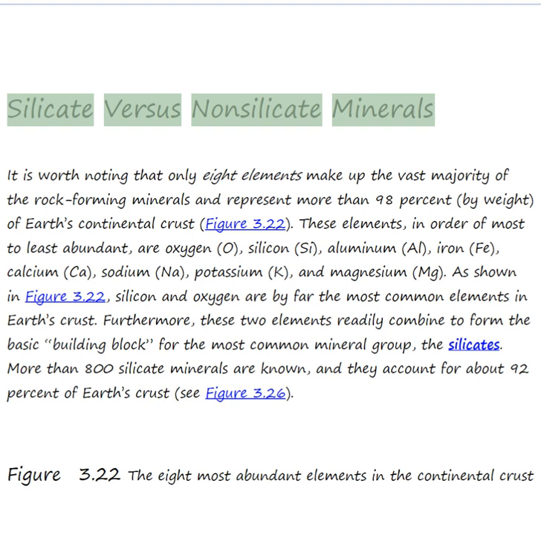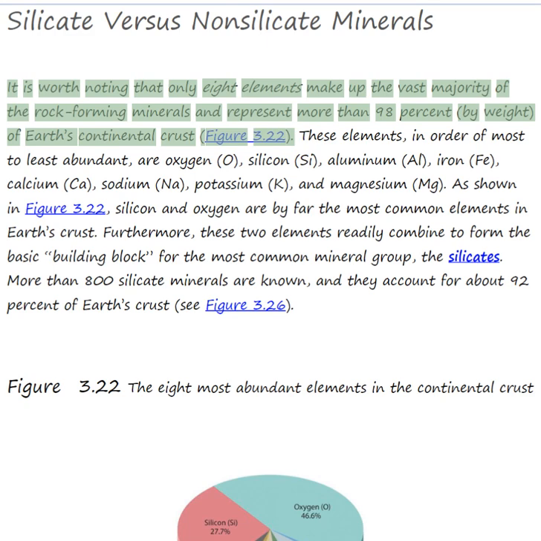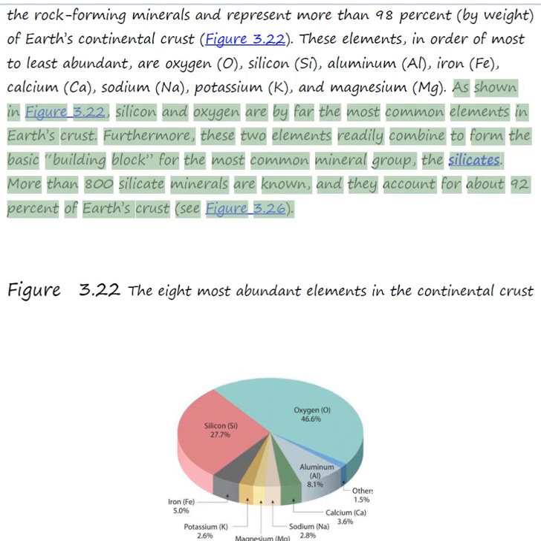Silicate versus non-silicate minerals. It is worth noting that only 8 elements make up the vast majority of the rock-forming minerals and represent more than 98% of Earth's continental crust. These elements, in order of most to least abundant, are oxygen, silicon, aluminum, iron, calcium, sodium, potassium, and magnesium. As shown in Figure 3.22, silicon and oxygen are by far the most common elements in Earth's crust.